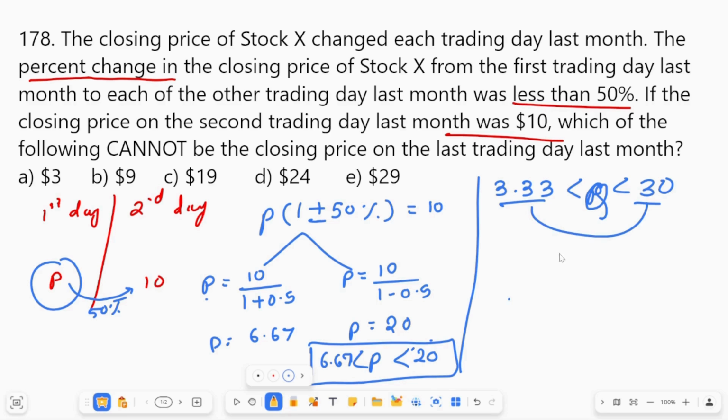Now look at the options and let's see which of the options we have here does not fall into this, and that would be our final answer. So 3 is not within the range, 9 is within the range, 19 is within the range, 24 is within the range, 29 is also within the range. The question is which of the following cannot be? So we can say that 3 cannot be the closing price on the last trading day because it doesn't fall into the given range. That's all.